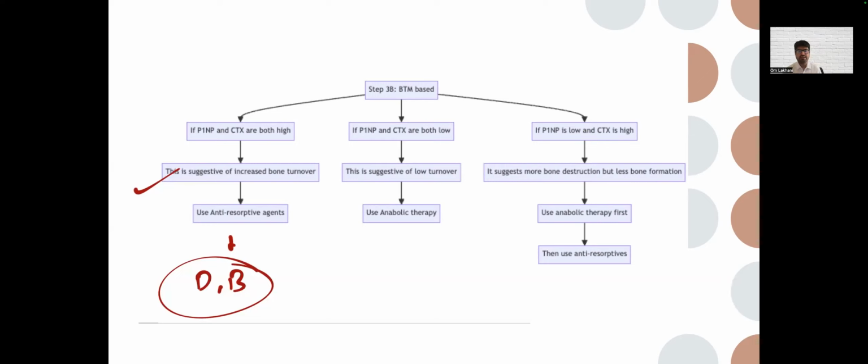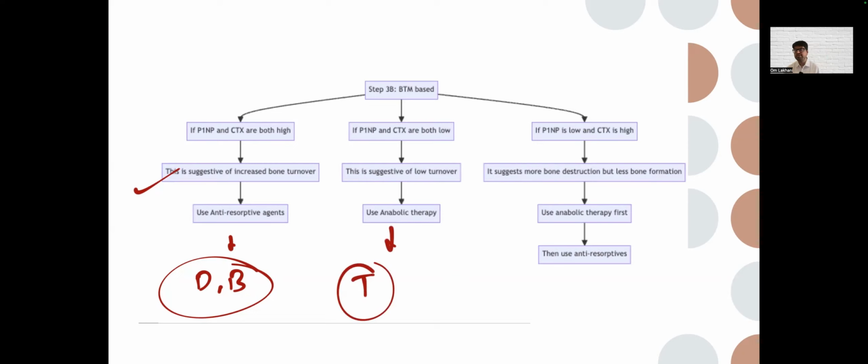Now, if the P1NP and CTX are both low, that means both the turnover markers are low. This is suggestive of a low turnover bone disease, in which case it is always better to use anabolic therapy. It's very useful to do that. And here is where you use teriparatide, which is an anabolic agent.